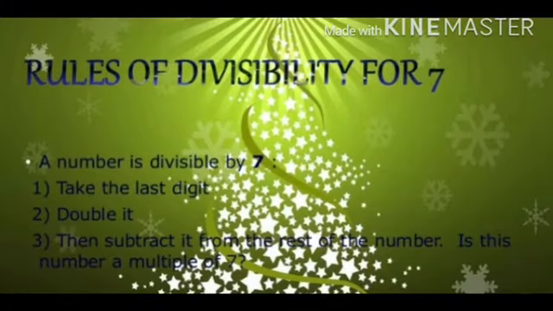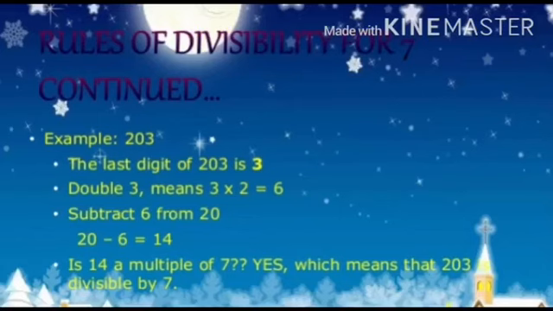Now the divisibility rule for 7 is very interesting because it is slightly different from the other divisibility rules. To check if a number is divisible by 7, take the last digit, double it, then subtract the doubled number from the rest of the number. Is the result a multiple of 7? If yes, then it is divisible. Let us take an example.